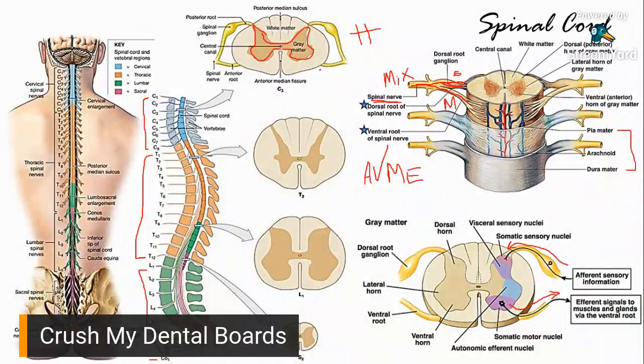Gray in, white out for the spinal cord. Then you have different regions in the spinal cord: C1 to C8, T1 to T12, L1 to L5, S1 to S5, and then your coccyx, giving you 31.